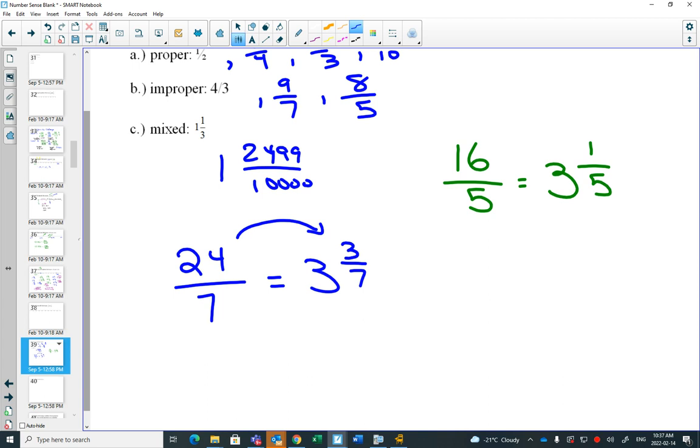Let's say I started with 4 and 2 ninths. How could I write that as an improper fraction? How do you work the other way? So 4 times 9, which makes how much? 4 times 9? 36. Plus 2 more would give you 38.